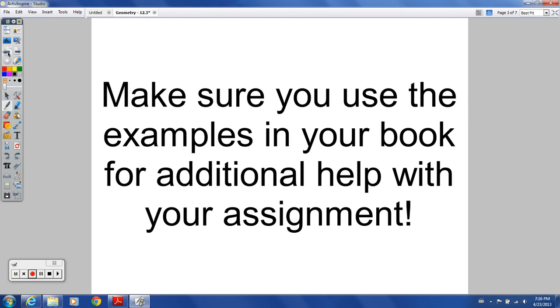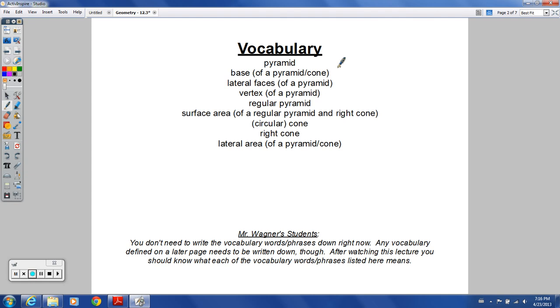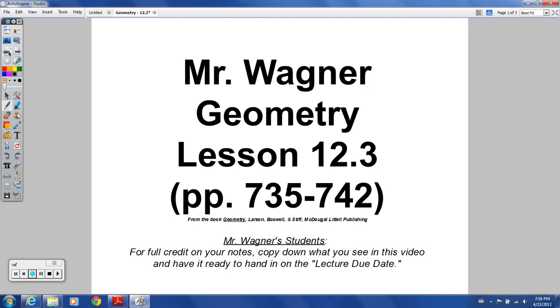Hope you do well with this lesson, and make sure you know these vocabulary terms as always. If you notice any of these that you're like, I have no idea what that is, go back and review or check out the definitions in your book, and make sure you're familiar with those.